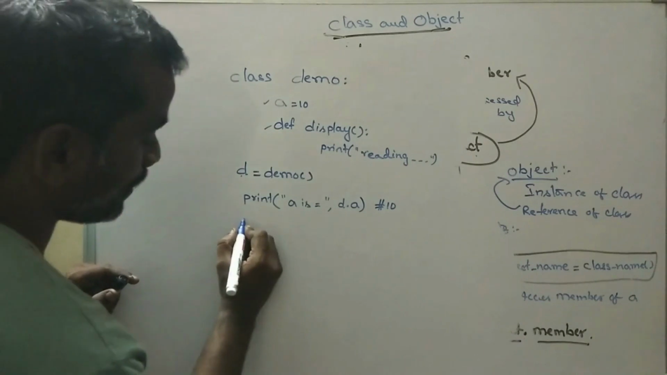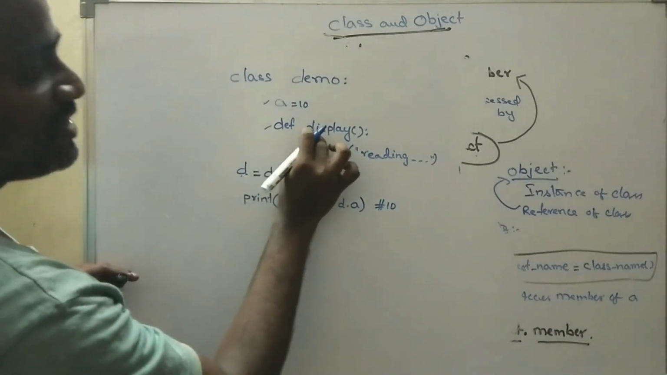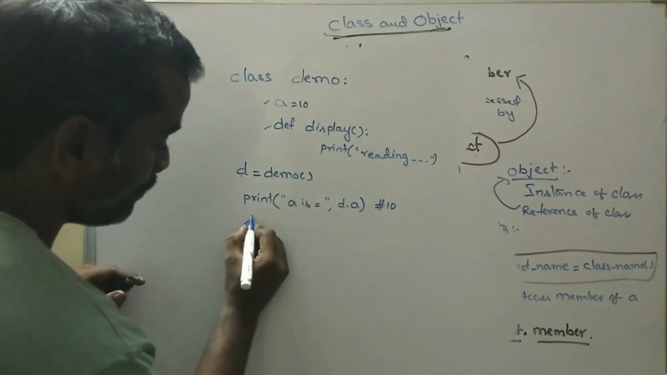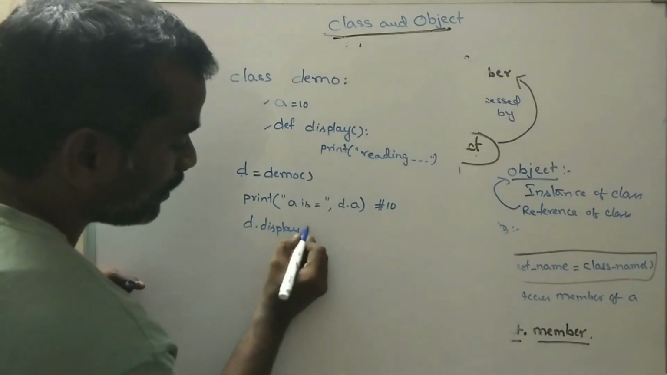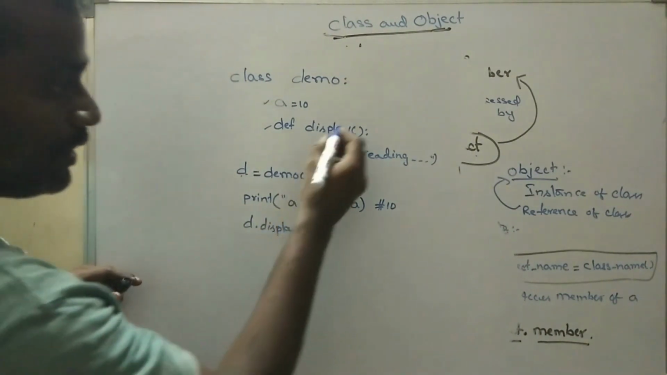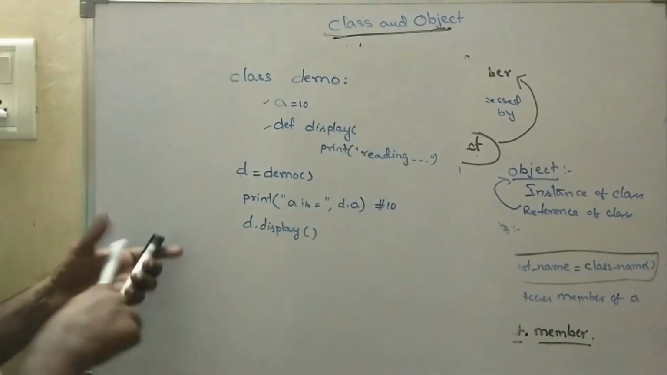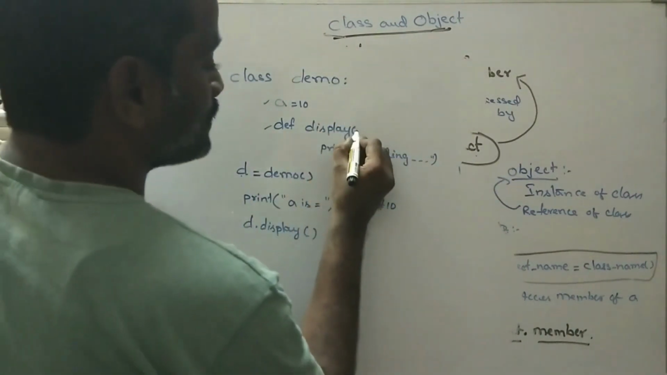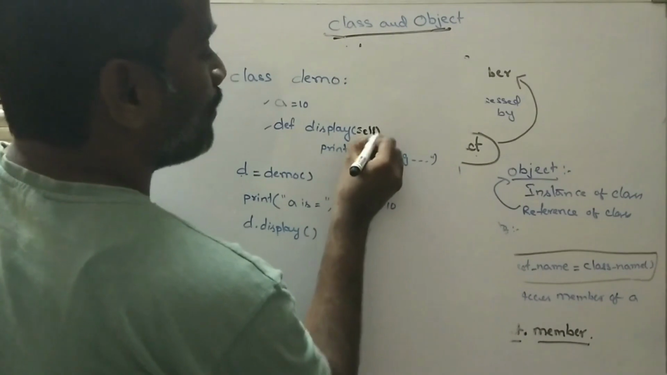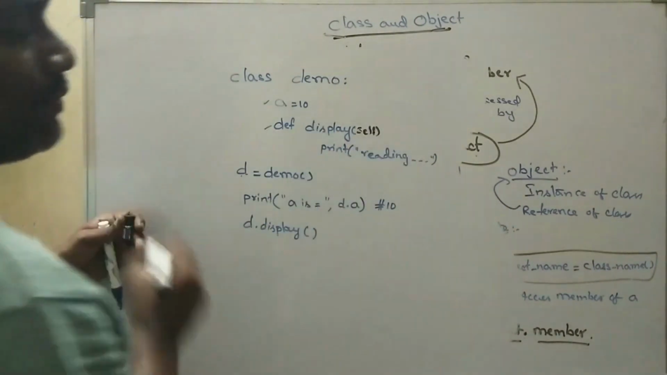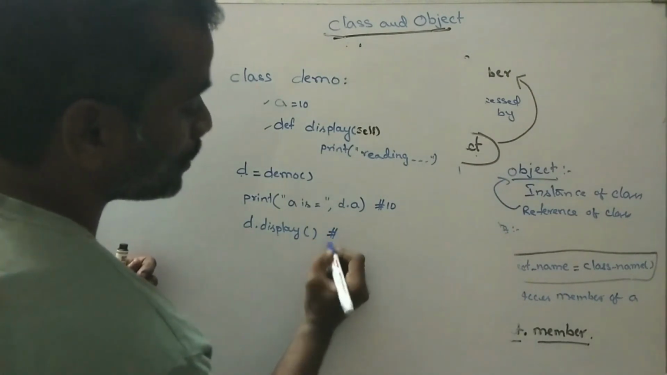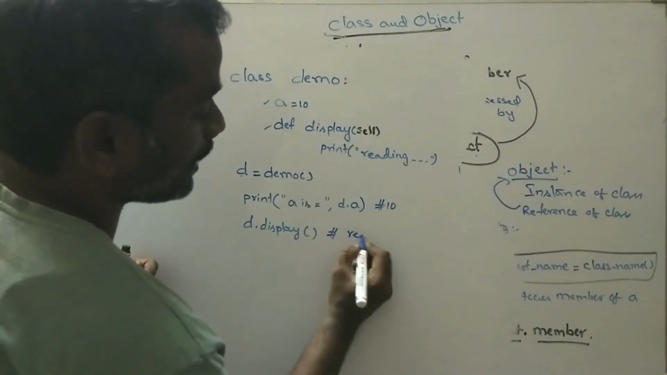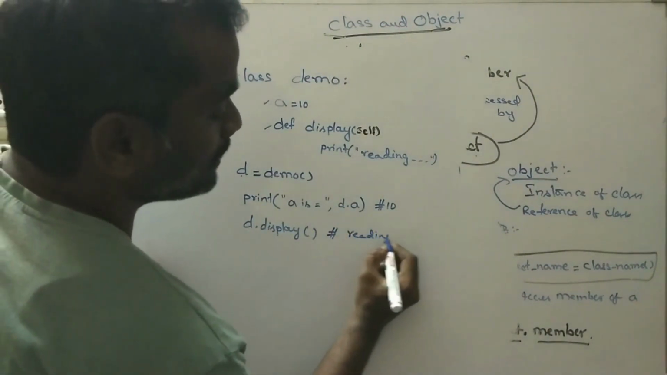Now I want to display the display function, so I want to access it. What is the object name? d dot, simply we can call display. Will it execute now? No. Here we want to represent self, meaning the current function will be invoked. Now it will execute, and then we get the output as reading.